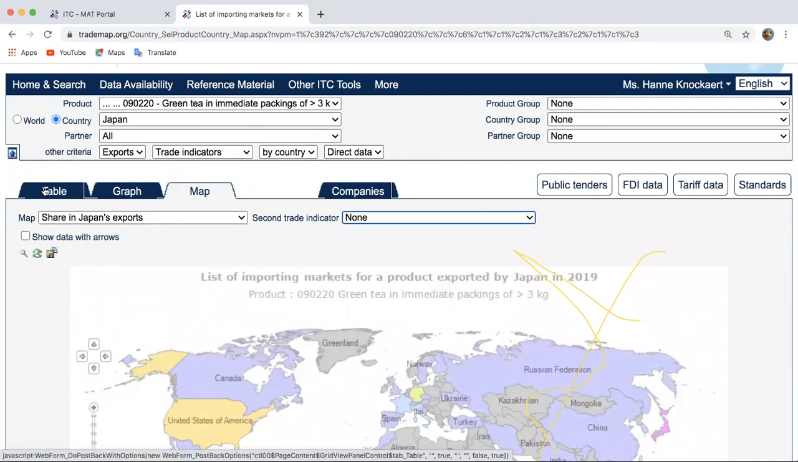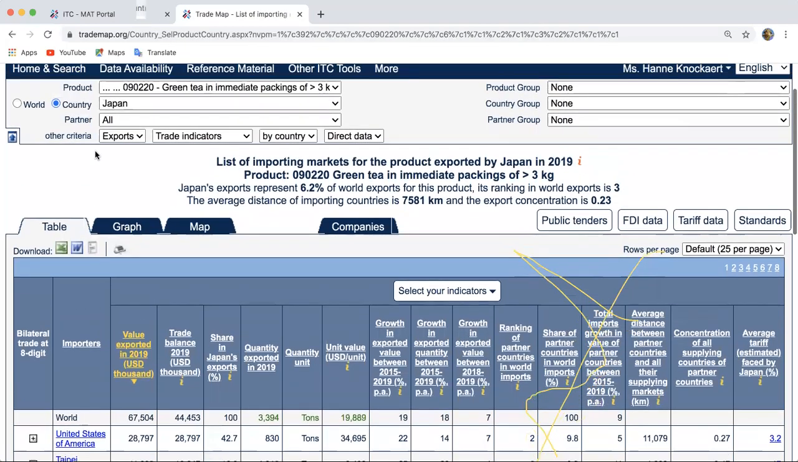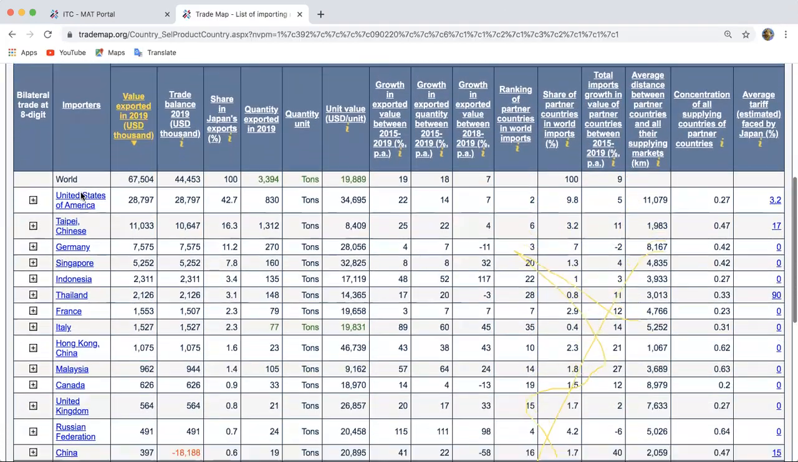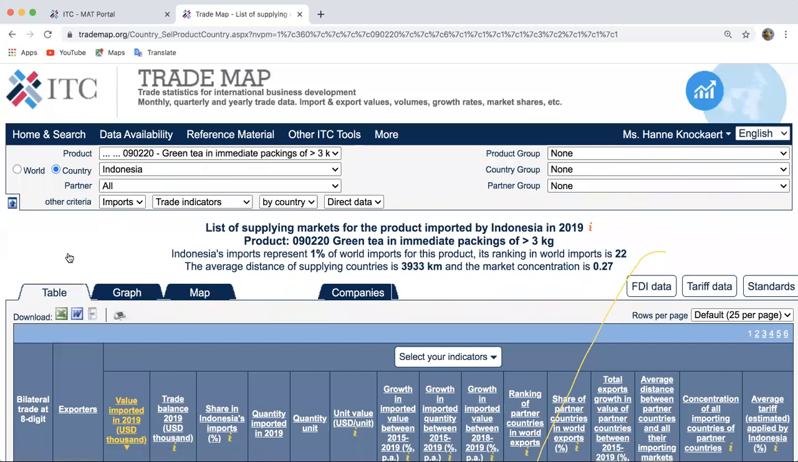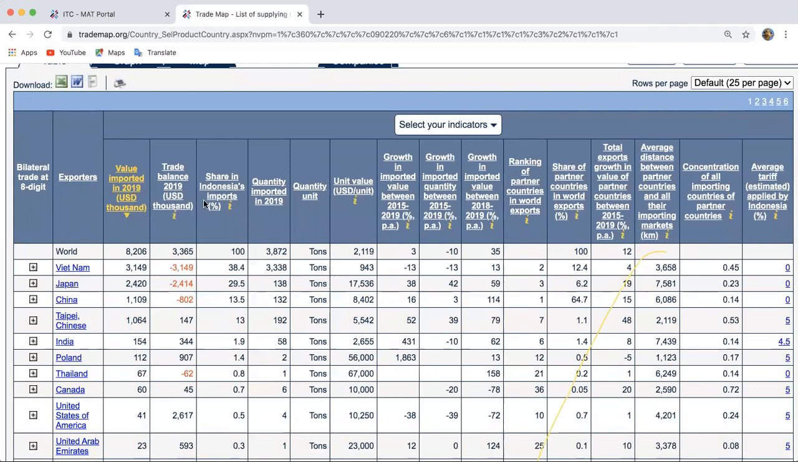I realize that I don't have much time for this tool anymore, so I will go back to my table. And I also want to show one other view, which is looking at your competition. So for example, as a Japanese exporter of green tea, I'm interested in Indonesia as a market. I can click on Indonesia and you can see that Indonesia appears here at the top. Japan has disappeared. And now the table shows you all the exporters of green tea to the Indonesian market.